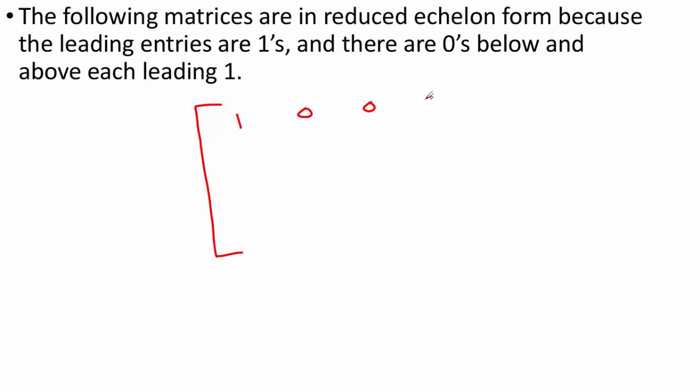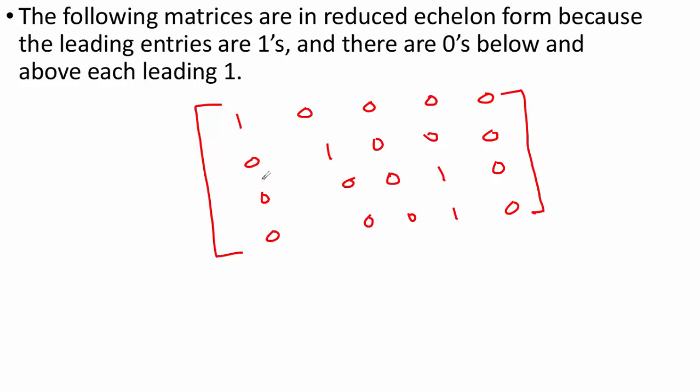1, 0, 0, 0, 0; 0, 1, 0, 0; 0, 0, 0, 1; and 0, 0, 0, 1, 0. This matrix is in reduced row echelon form.